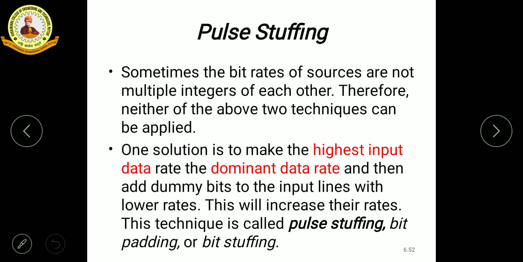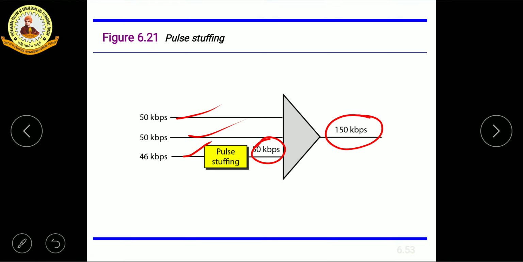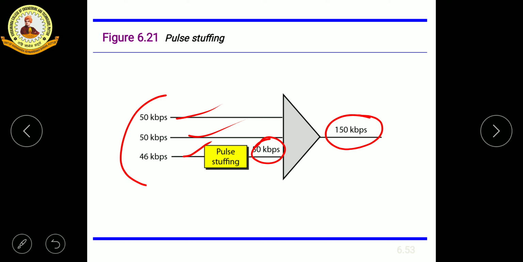Then the last one is pulse stuffing. So what is that? We have a 50 kbps line, a 50 kbps line, and a 46 kbps line. We are adding some stuff to it to make it 50 kbps, and then we are sending it to a multiplexer which makes it a 150 kbps line. This is called pulse stuffing. So what these 3 techniques assure us is we can manage data rates if they are uneven, if they are coming from uneven sources.